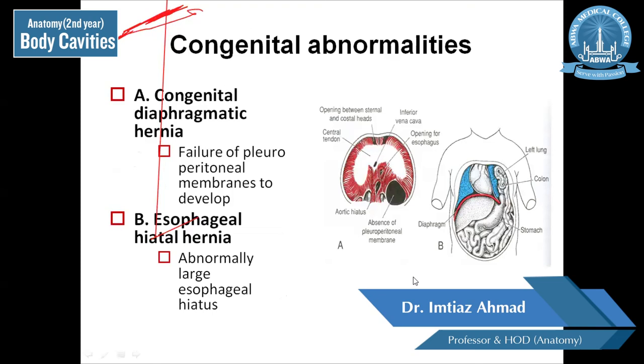A few of the congenital abnormalities: congenital diaphragmatic hernia, because of absence of the pleuroperitoneal membrane. If it does not develop, the contents of the abdomen would go into the thorax. And this condition is known as congenital diaphragmatic hernia. Esophageal hiatus hernia: if the esophageal hiatus or opening is large enough, the contents of the abdomen may go into the chest. This condition is known as the esophageal hiatal hernia.